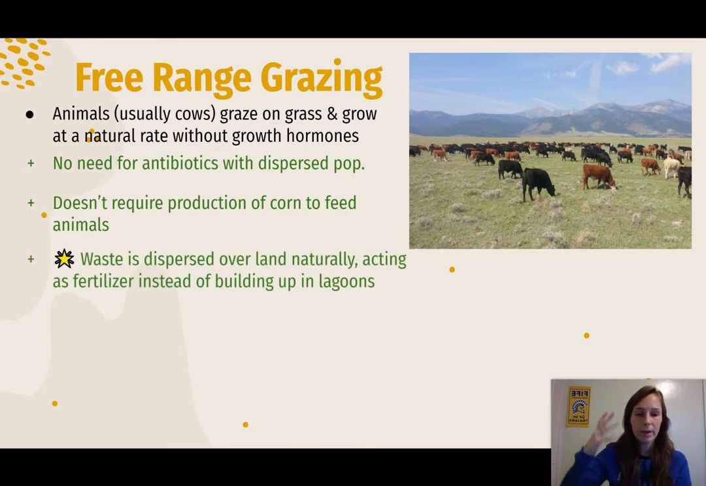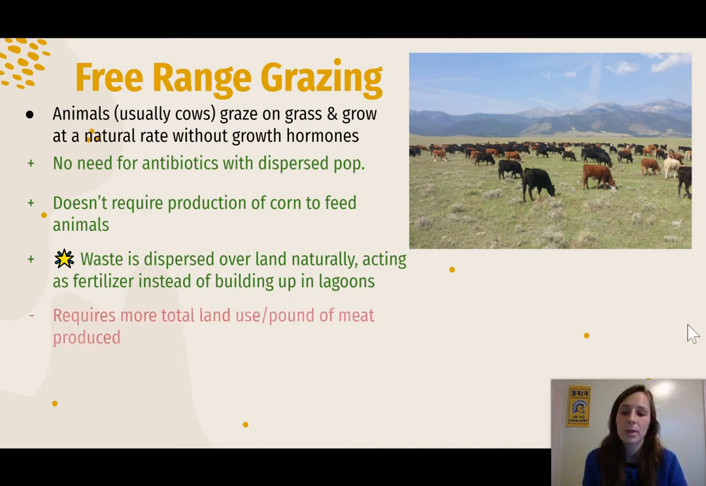Another big benefit, which is going to take away our concerns with manure lagoons, is that the waste is actually dispersed over the land naturally. As they poop and pee, that's just where it is going to be, right there in the land. So this is even going to be beneficial to the soil because it's going to act as a natural fertilizer instead of all of this just building up in those lagoons.